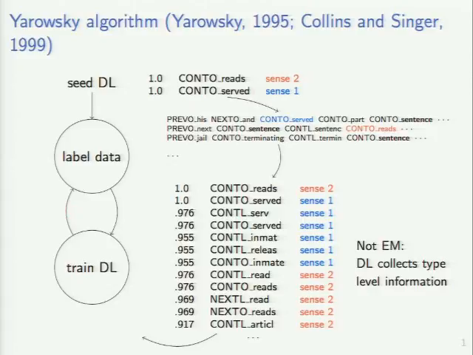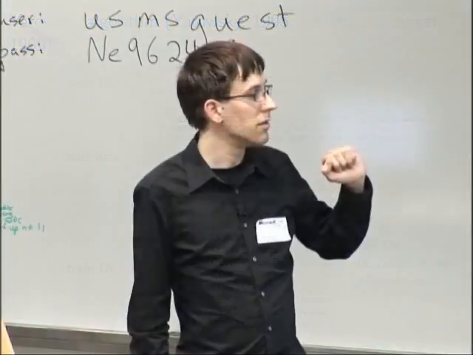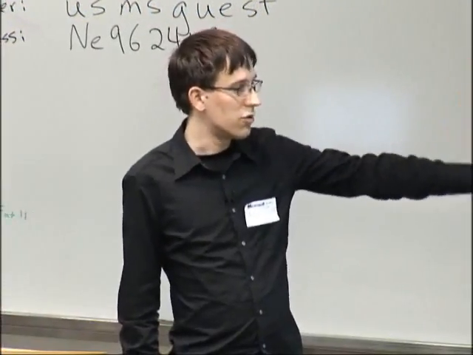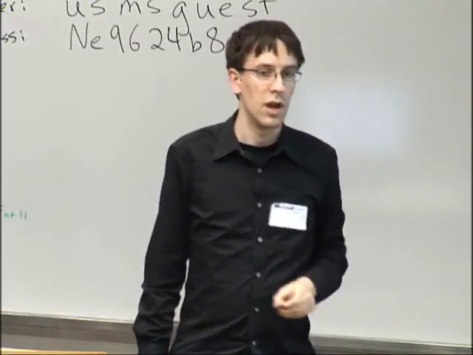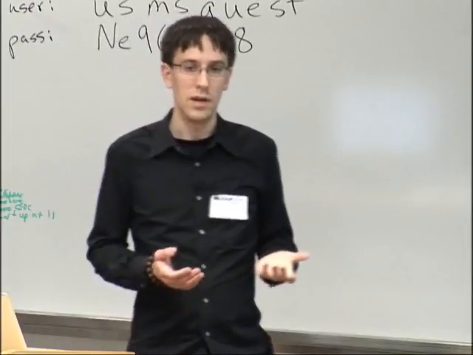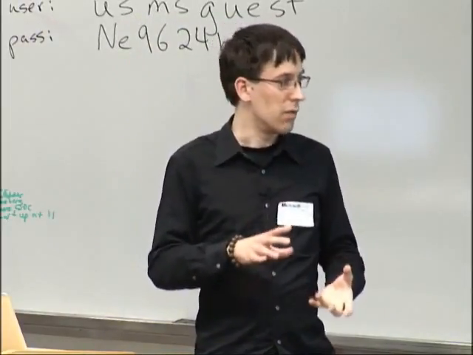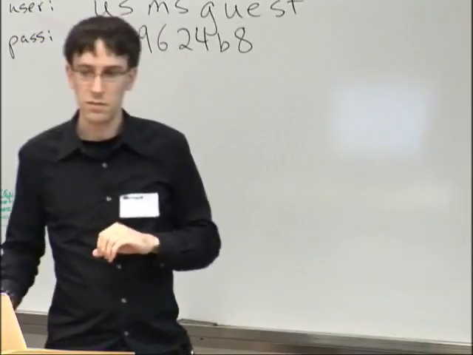This is sort of similar to EM, or hard EM at least, but the difference is that we're training this decision list model, which contains type level information, whereas EM has expected counts over the actual instances, the token level.